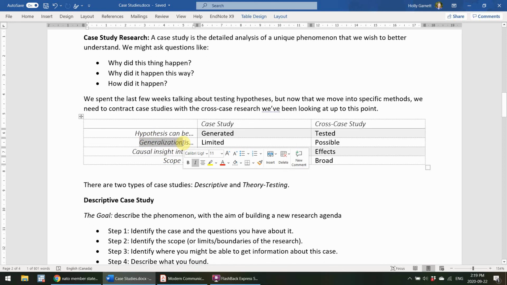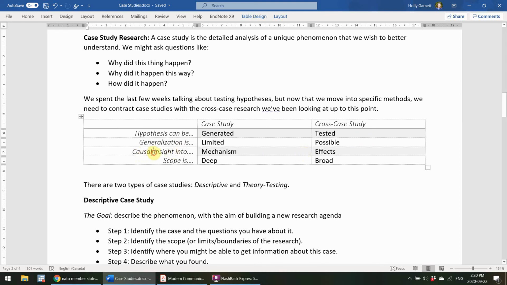Generalization. Generalization just essentially means, does this phenomenon apply to the specific case I'm looking at only, or does it also apply to the rest of the cases that I'm not looking at? You have very limited ability to generalize based on one case study because, again, it's just one case study. But it is possible to give more generalization, essentially saying that this phenomenon will apply in more cases than just what I'm studying, in a cross case study, because you have more cases that you're looking at.